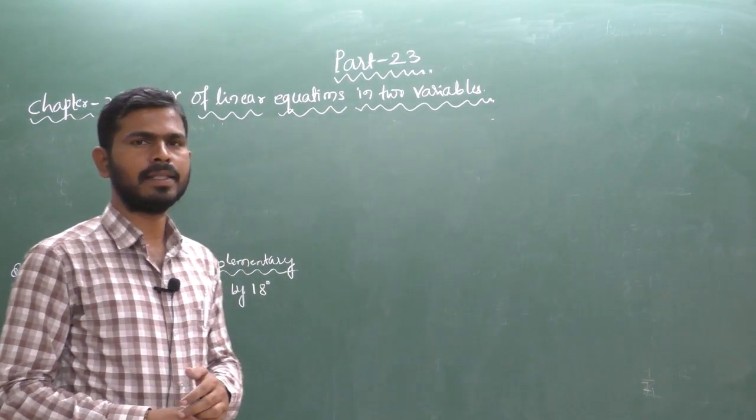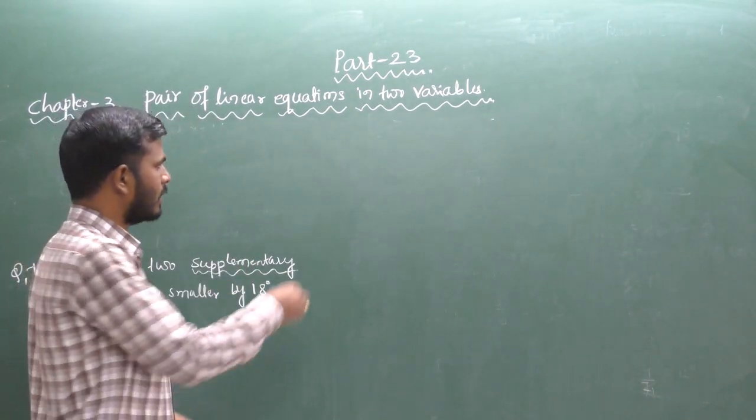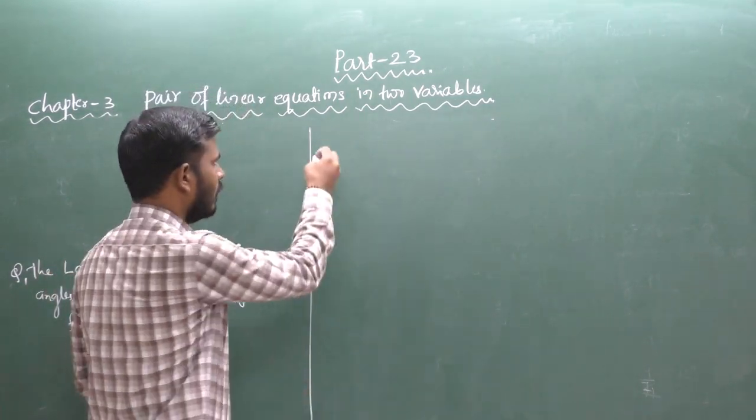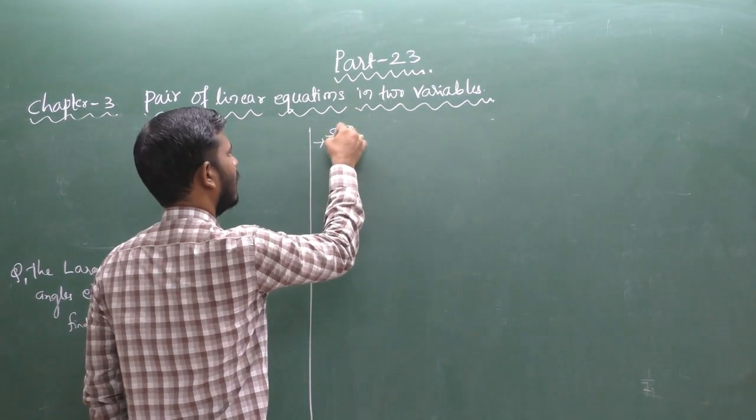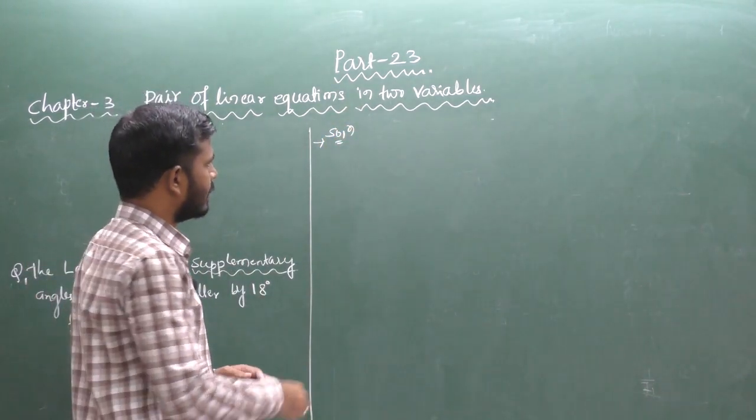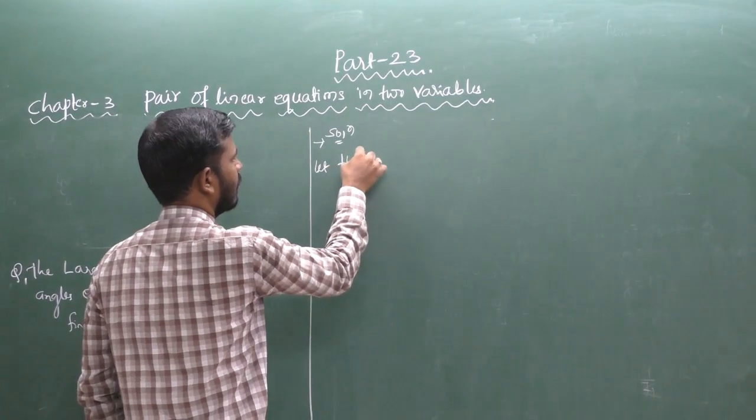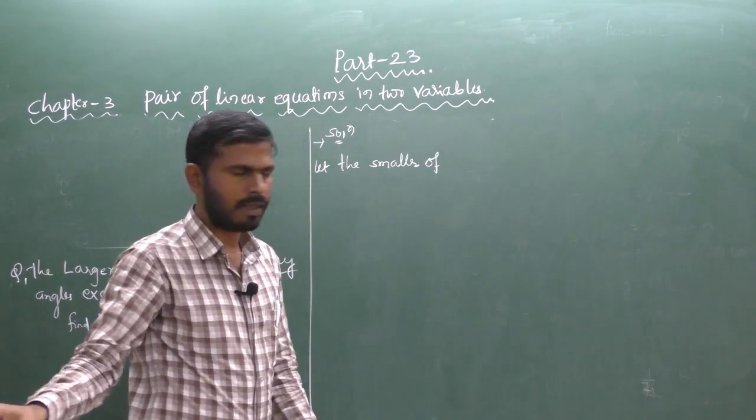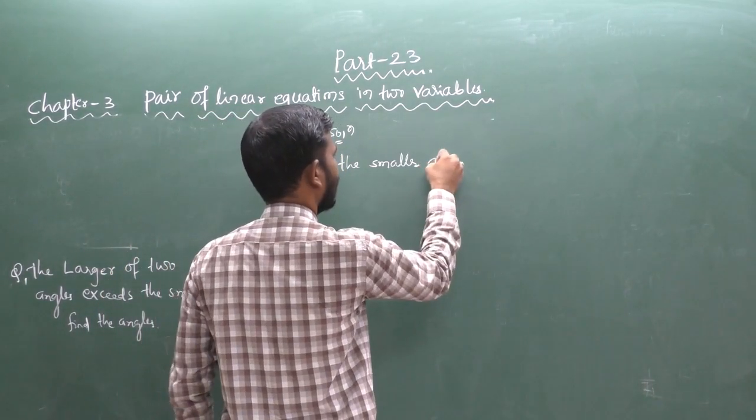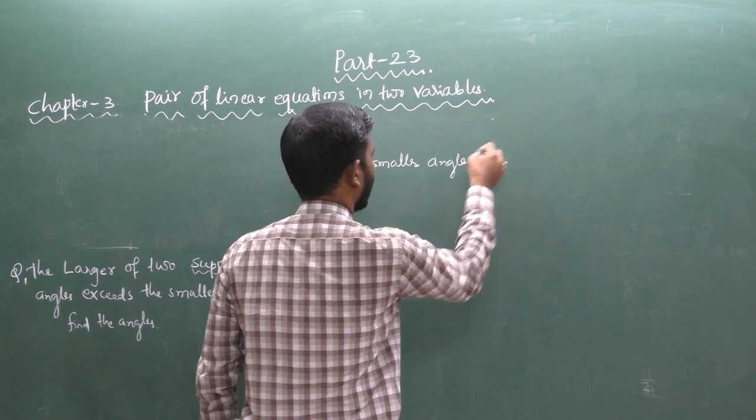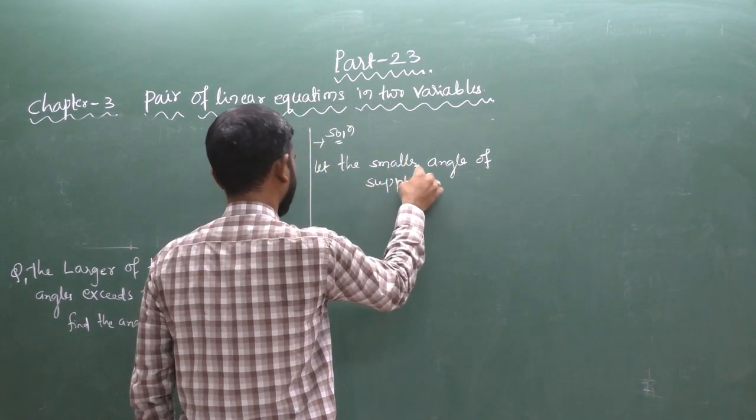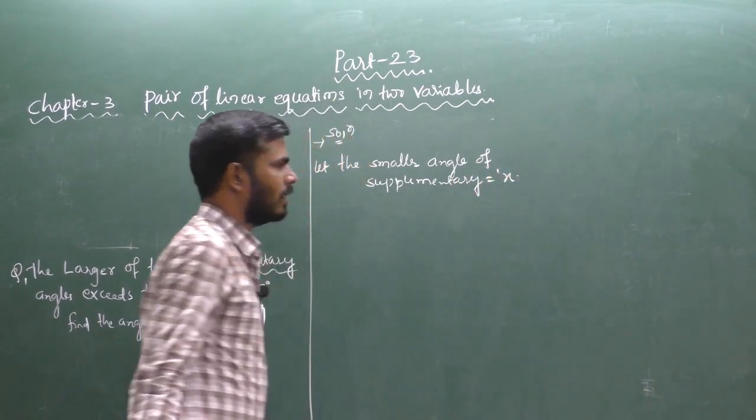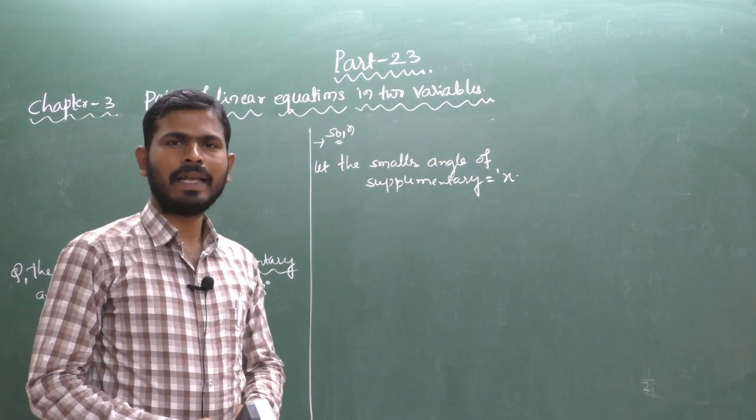What are those angles you have to find according to this condition? First, take one as the smaller angle and one as the larger angle. This is the solution. Let the smaller angle of the supplementary angles be x degrees. The smaller angle of the supplementary angles is x degrees.